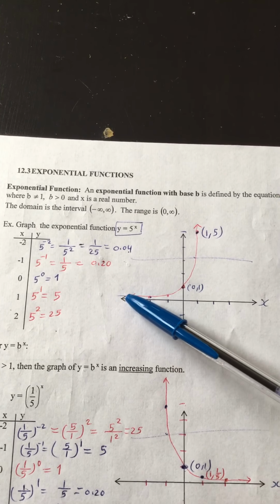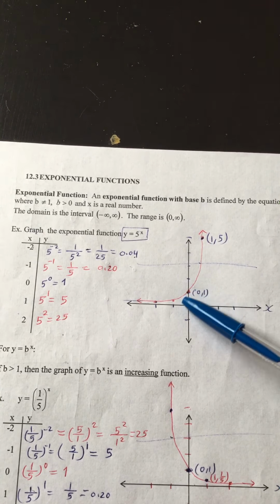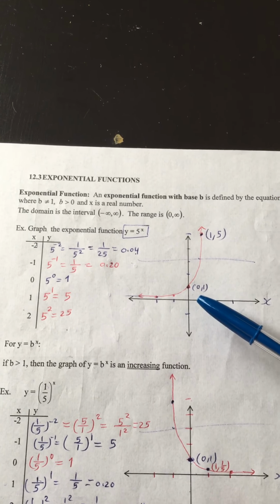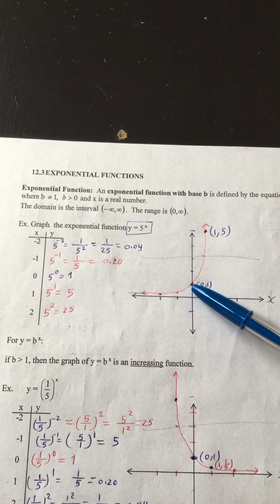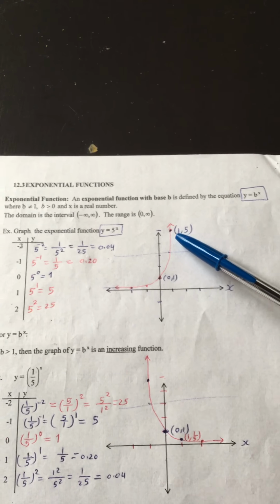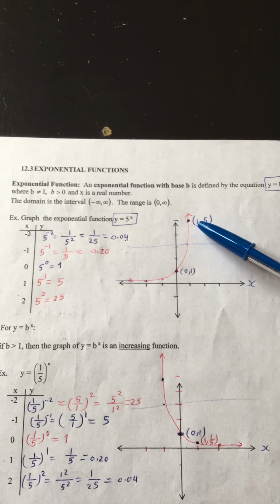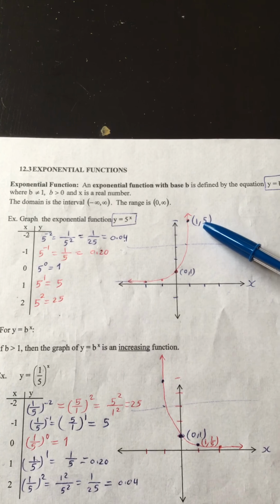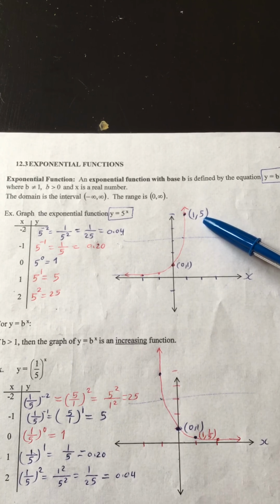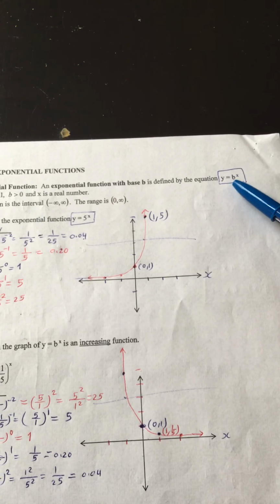Now graph a smooth curve passing through these points, so we get this curve. If you look at this function, it passes through 0, 1 and 1, 5. So in general, the exponential function passes through 0, 1 and 1, b. Here 5 is b. In this example, b equals 5.